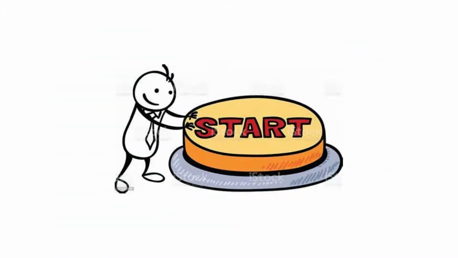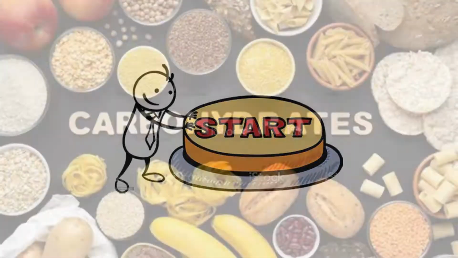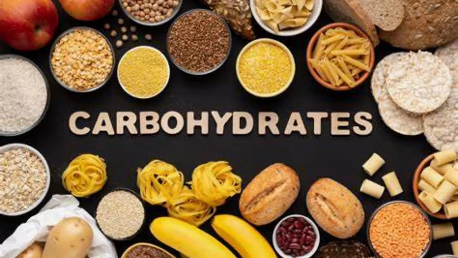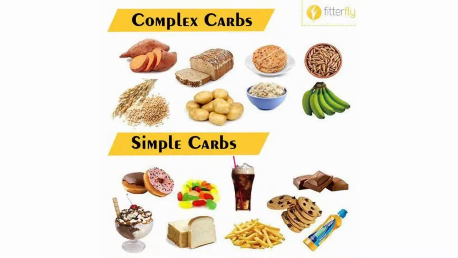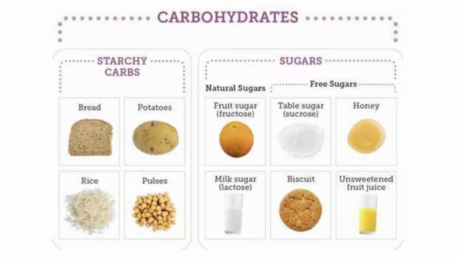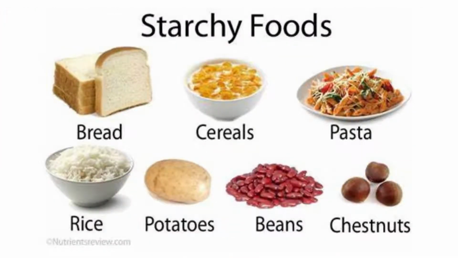Let us begin by testing different food items to see if they contain carbohydrates. There are many types of carbohydrates. The main carbohydrates found in our body are in the form of starch and sugar. We can easily test if a food item contains starch.